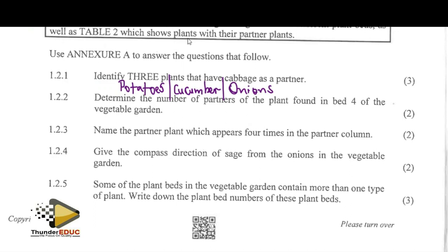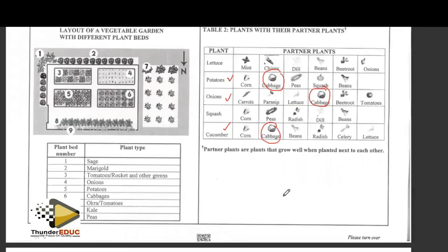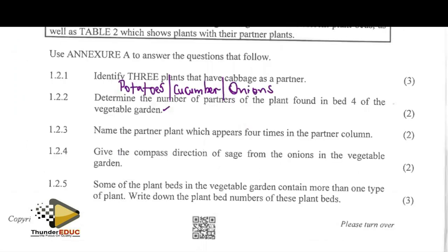Tell me the number of partner plants found in bed four of the vegetable garden. Let's look at the annexure. It says bed four, these are onions. So determine the number of partner plants found in bed four. If these are the onions, we have 1, 2, 3, 4, 5, and 6. So the answer there is supposed to be 6. We are determining the number of partner plants, so we said 6 partner plants.